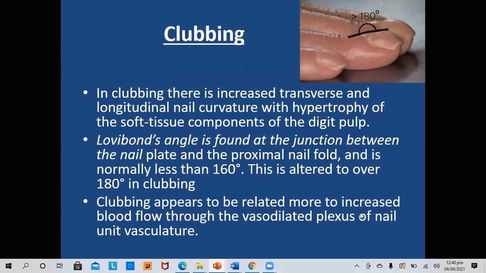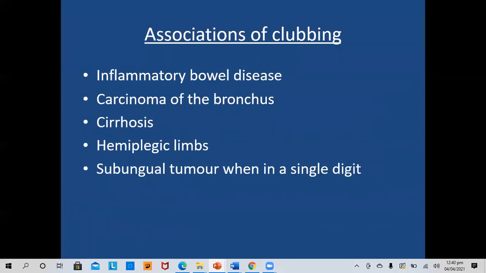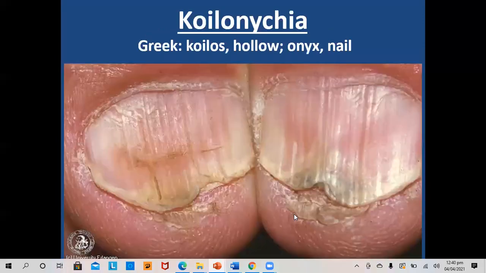Clubbing appears to be related more to increased blood flow through the vasodilated plexus of the nail unit vasculature. So clubbing is associated with inflammatory bowel diseases, carcinoma of bronchus, cirrhosis of liver, hemiplegic limbs, and subungual tumor when in a single digit.